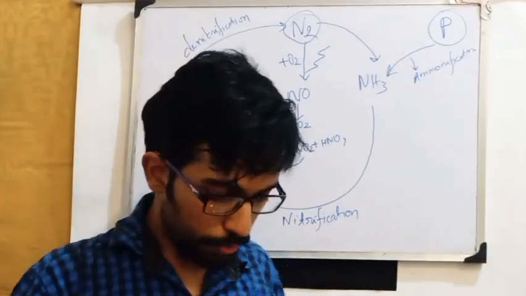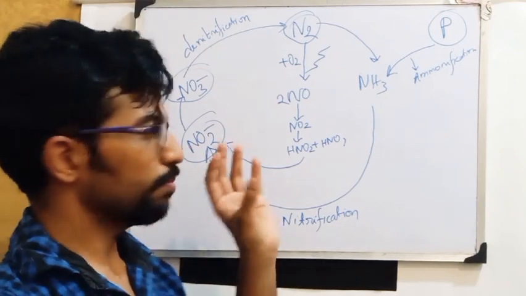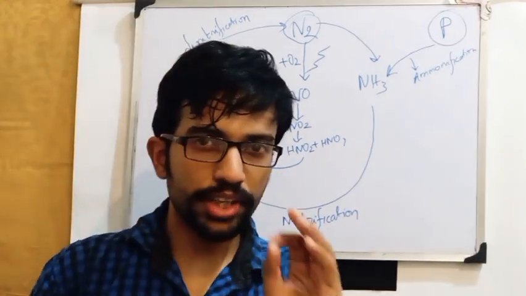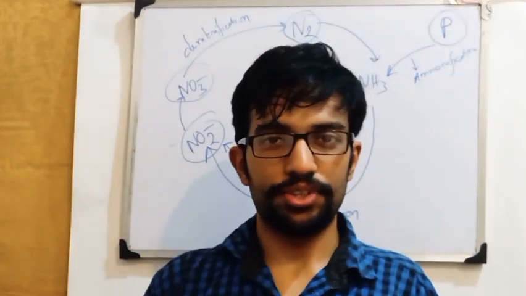Okay, so this is a simple diagram. This is the simplest diagram, just a simple diagram to know how the nitrogen cycle works in our nature.